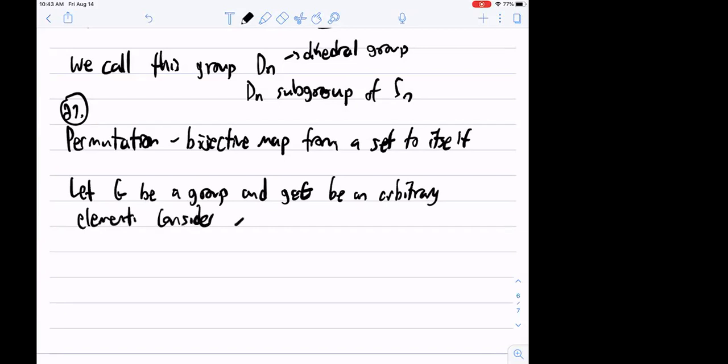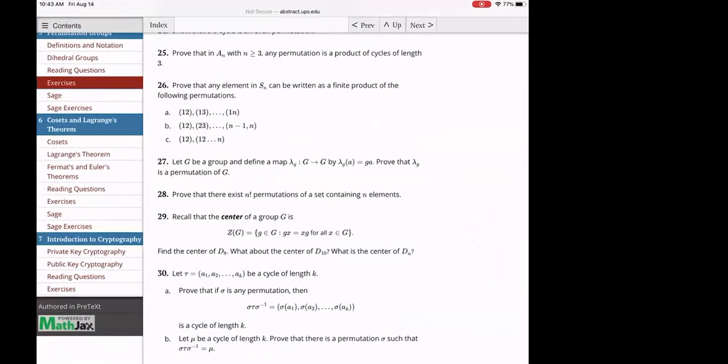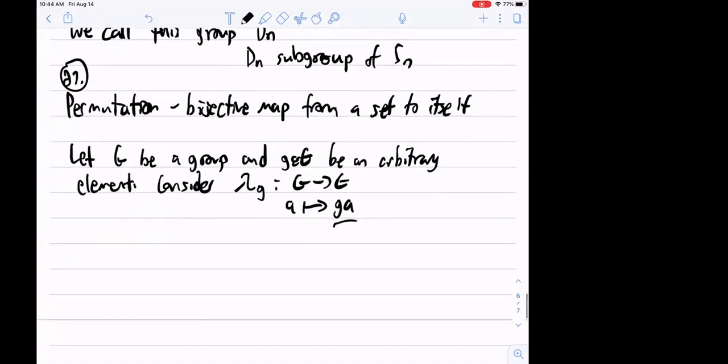Consider the map lambda_g from G to G, given by: I send the element a to ga. Again, this means the group operation, whatever the group operation is. So right here, number 27, I define lambda_g to be: I send a to ga. And now I need to show that this is a permutation. So show lambda_g is a permutation. This will hopefully make clear what a permutation is.